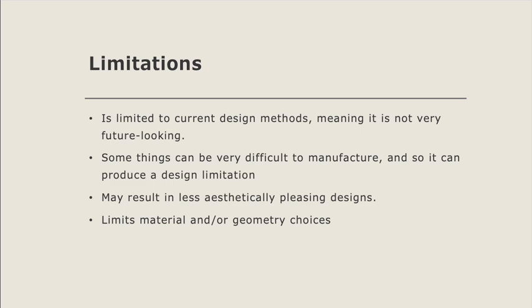Limitations include the fact that design for manufacturing is limited to current design methods, so it is not very future looking in terms of what types of methods you could use to manufacture your product. And some things can be very difficult to manufacture, so by designing to manufacture, there might be some design limitations, and this can also result in some less aesthetically pleasing designs. And by doing so, we also limit material or geometry choices, so this might not be ideal in some cases.